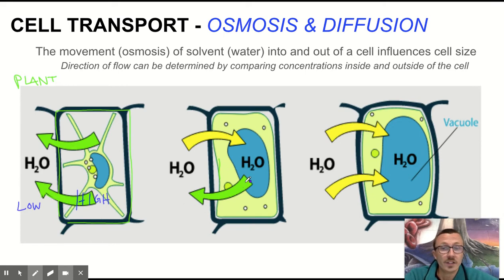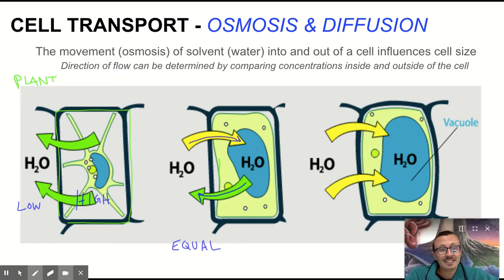And we can see here that some water is going out and some water is going in, and maybe they're moving in and out at the same speed. So we're going to have no change, right? And so what's probably going on here is that the amount of water inside and outside is probably equal. So we could say that the concentration of water inside of the cell and outside of the cell is equal. And so we're going to have no real change, right? It's not going to get bigger. It's not going to get smaller. It's going to stay the same.